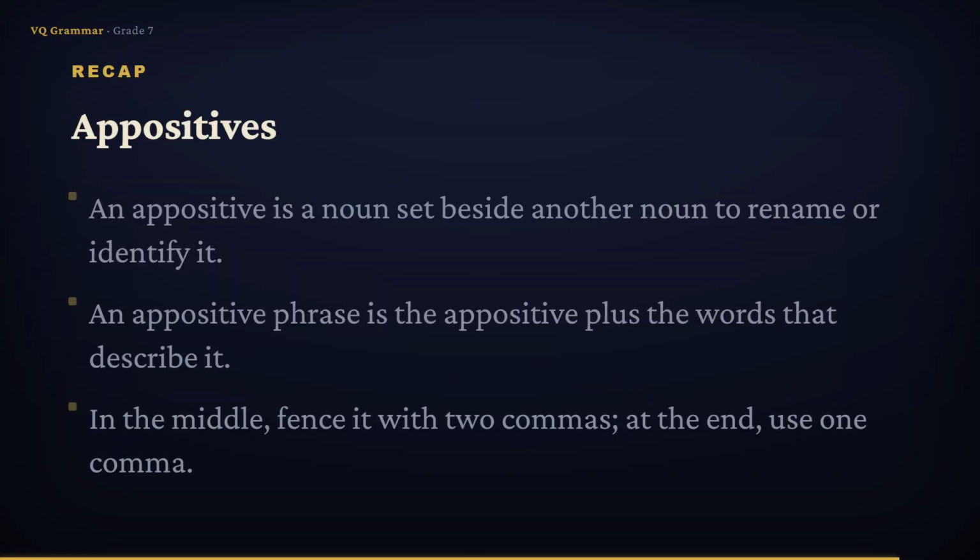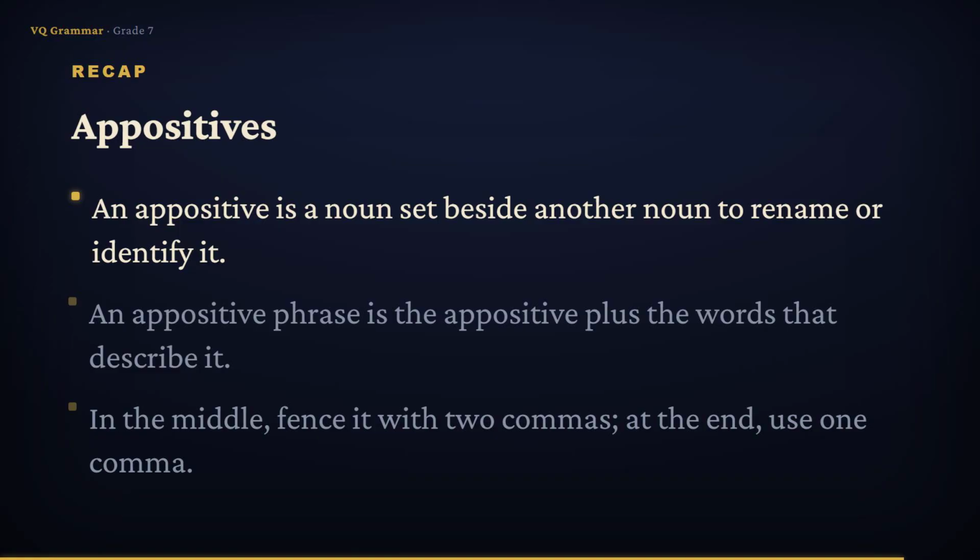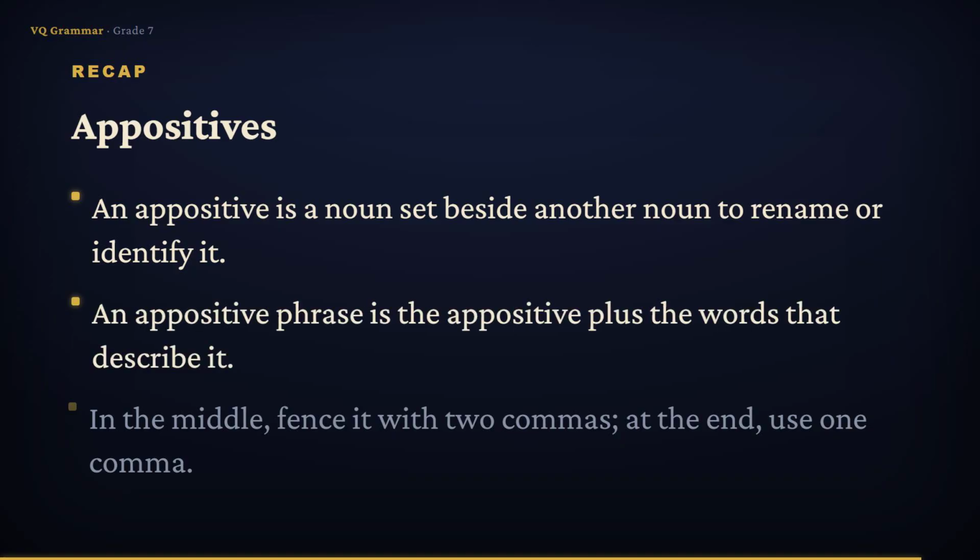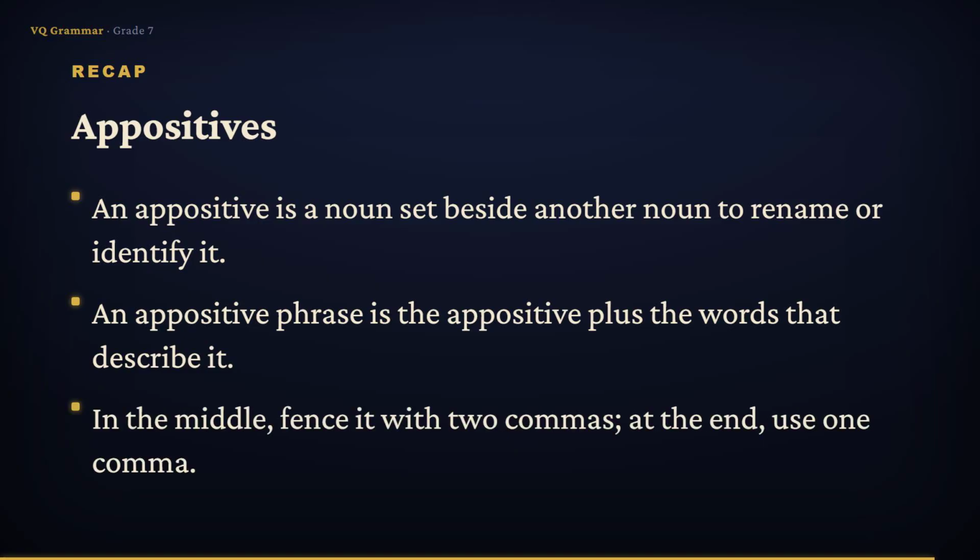Let's gather up what we learned. An appositive is a noun placed right beside another noun to rename it or add information about it. When it brings along describing words, the whole group is an appositive phrase. Many appositives are set off with commas. 2 commas when the appositive sits in the middle of a sentence, and 1 comma when it comes at the end. And to test one, just drop it. If the sentence still stands, you found an appositive.